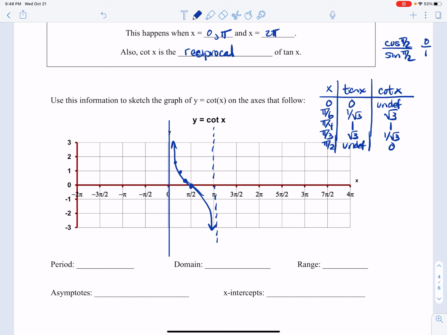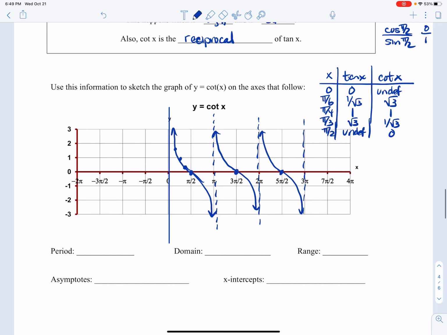Now what that also means is that this is going to repeat itself. Tangent has a period of pi, so does cotangent. So that just stands to reason. So cotangent is kind of the same as tangent, except it's going the other way. It's going down all the time instead of up. And there is what 3 periods of cotangent looks like.